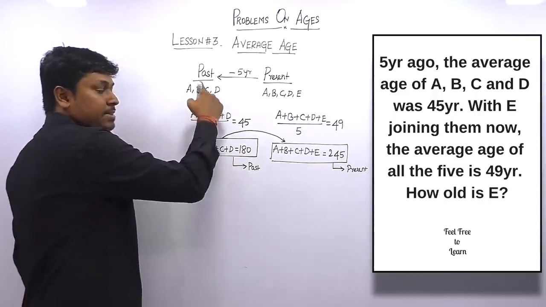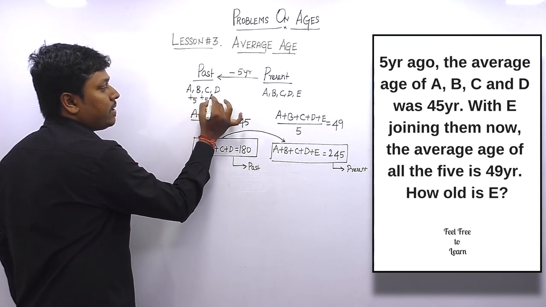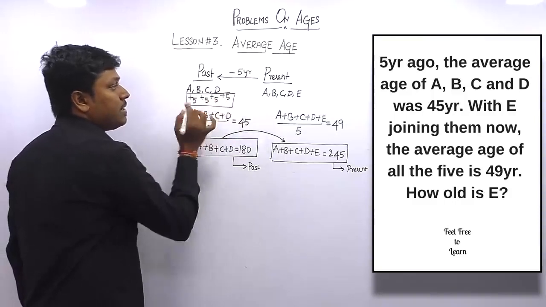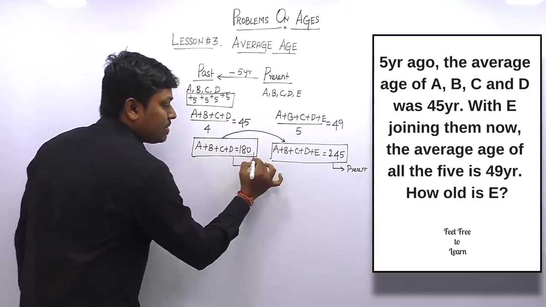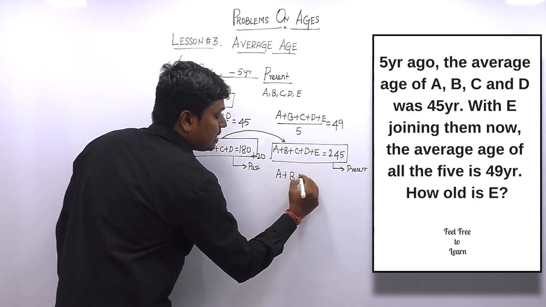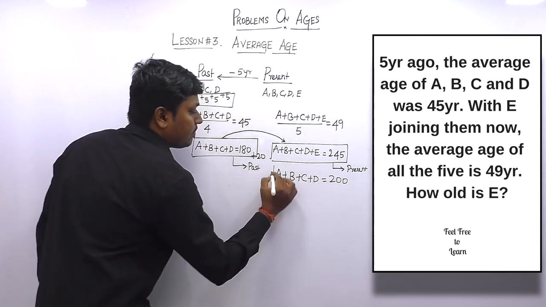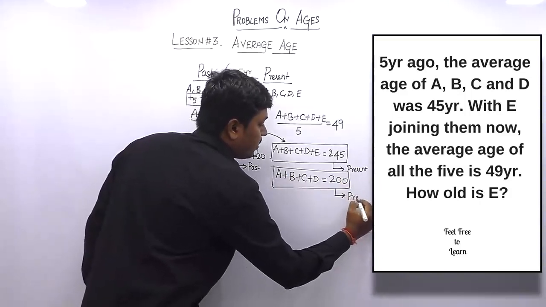So from the past to the present, every person's age will be increased by 5. So 5, 5 and 5. So totally for all the persons, from the past to the present, the total age will increase by 20. So plus 20. Now we can say that the sum of their present ages, of all the 4 persons, will be 200. So this equation we have now framed for the present.